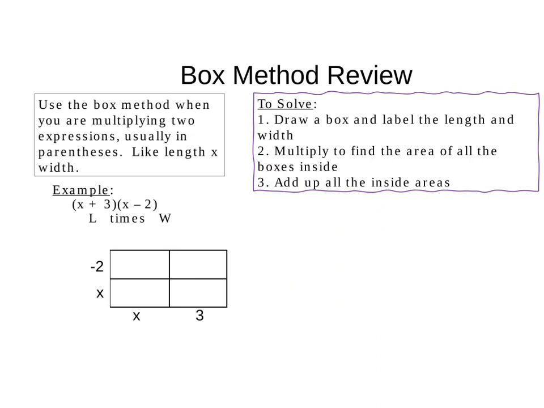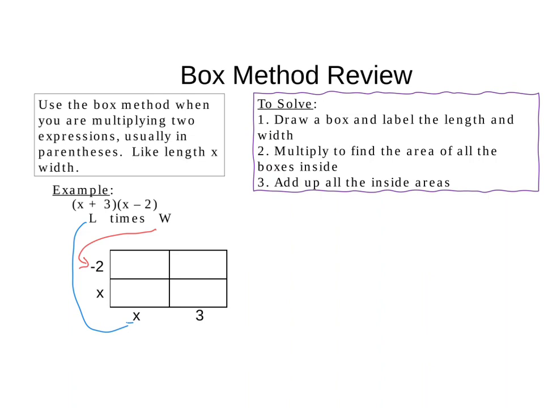When you use the box method, you are multiplying two expressions, usually in parentheses, like the length times the width. For example, x plus 3 times x minus 2 is the length times the width. To solve this, we draw a box and we label the length and the width, and we multiply to find the area of the boxes inside. And then we add them all up. So as you can see, the length is x plus 3, which is right here. And the width is x minus 2, which is right there.